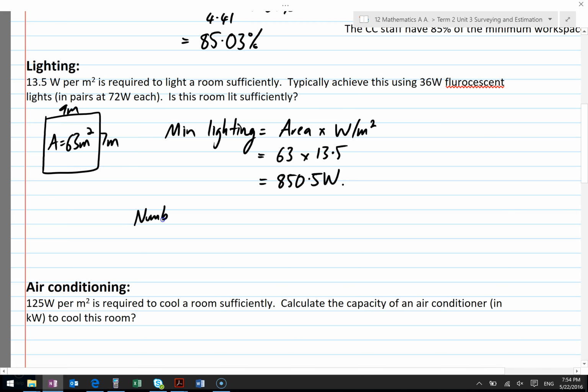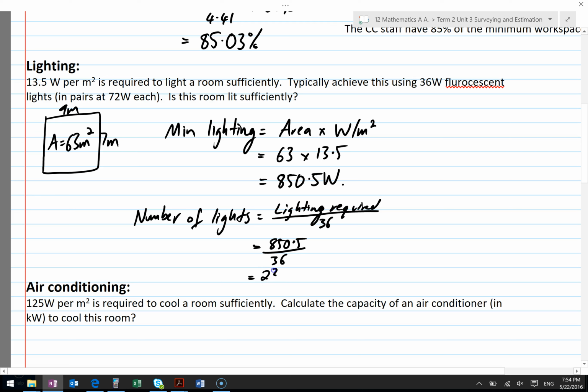Okay, so the number of lights will be the lighting required divided by 36, because each fluorescent light is going to give us 36 watts of light. We need 850.5 in total. So divide this through by 36.